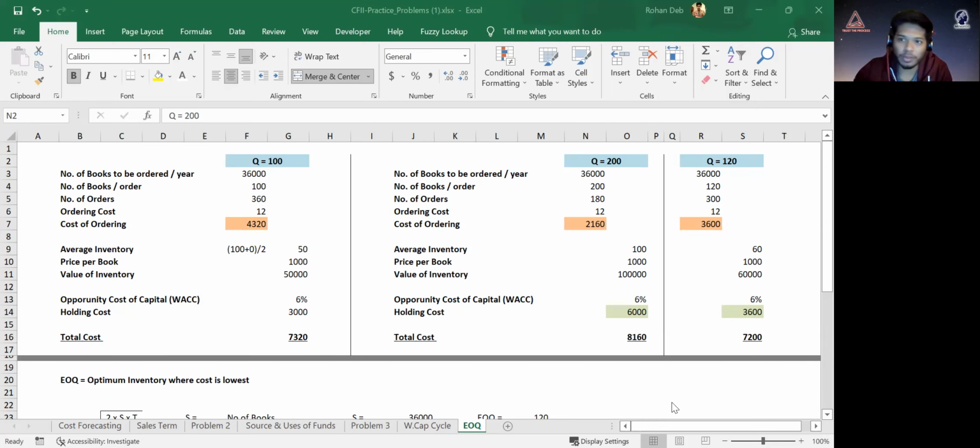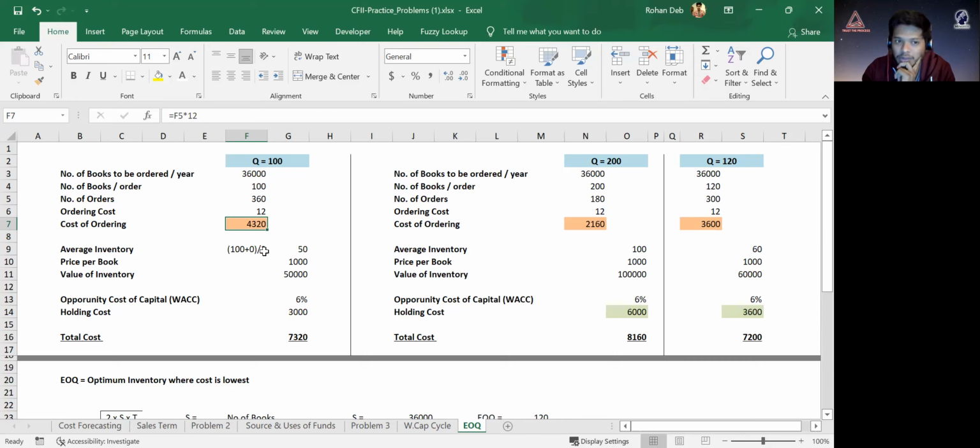the cost of ordering will be the lowest. For example, let's say the company requires 36,000 books every year, out of which 100 books are purchased per order. So the lot size is 100. The number of orders is 360. Ordering cost is 12 rupees, so the cost of ordering is 4,320.